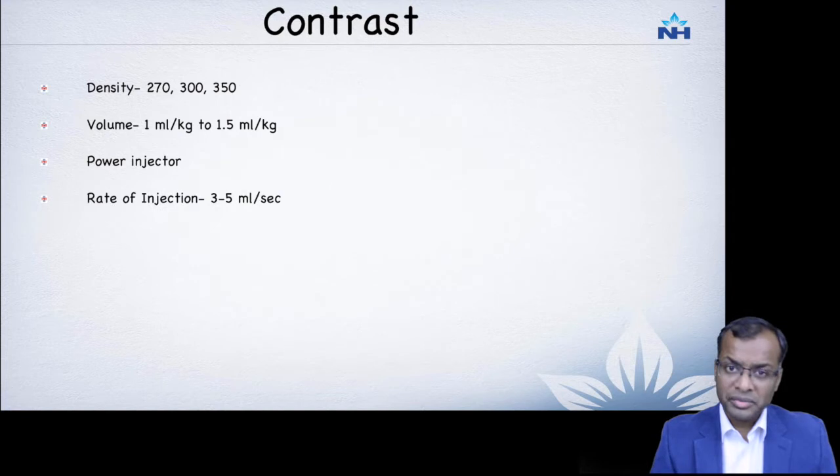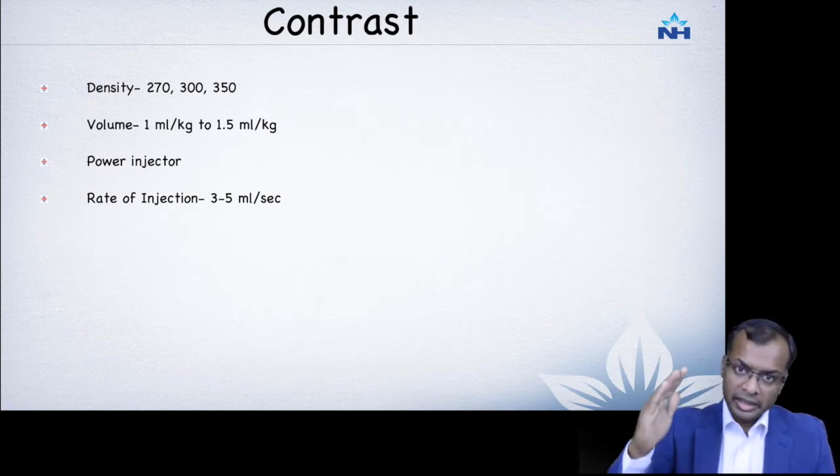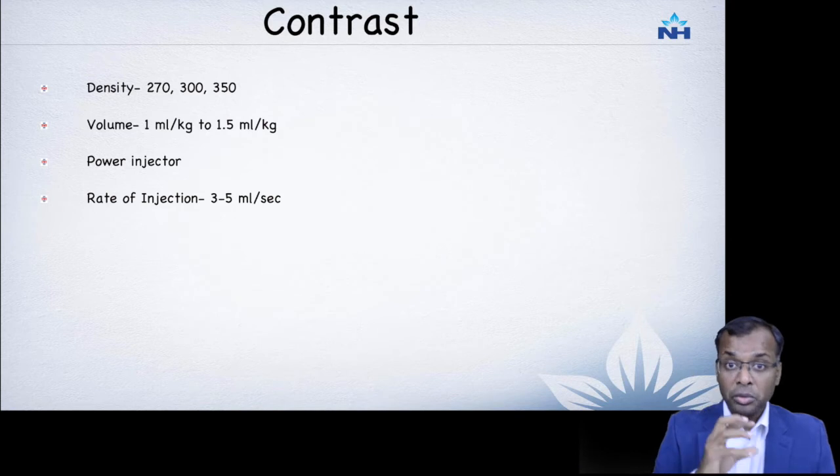Power injector is very, very important. You have to use it. The rate of injection will vary from 3 to 5 ml per second depending on your indication. If you have a faster scanner, your injection rate should be higher. If you have a slower scanner, use a slower injection rate.